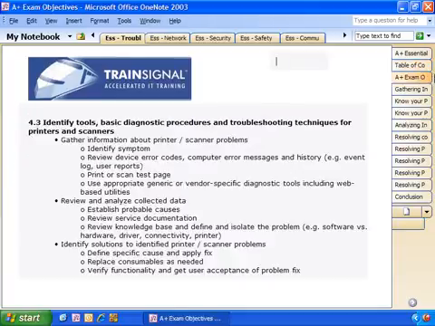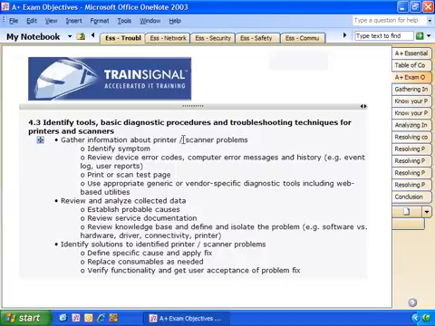Alright, specifically in this video we're covering A+ Objective 4.3, Identify Tools, Basic Diagnostic Procedures, and Troubleshooting Techniques for Printers and Scanners. We'll learn about gathering information about the printer, identifying the symptom, reviewing device error codes, print or scan test pages, and using appropriate generic or vendor-specific diagnostic tools.